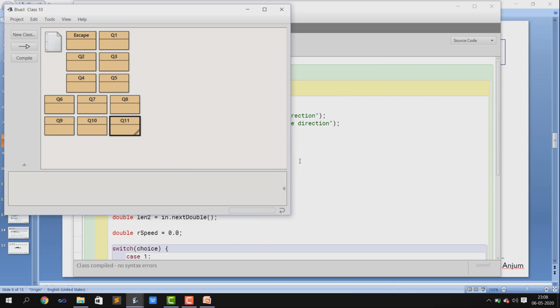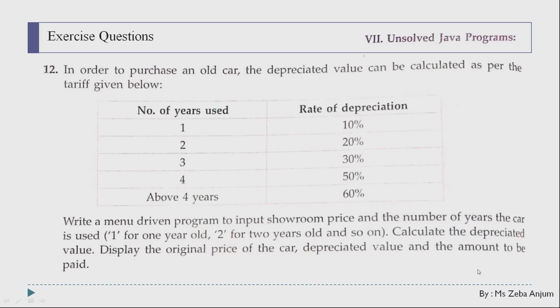So students, here is question number 12: in order to purchase an old car, its depreciated value can be calculated as per the tariff given below. On the left hand side you have the number of years the old car is used, and on the right hand side the rate of depreciation. So if you have used your car for 1 year, then 10% of the rate will be depreciated, and accordingly.